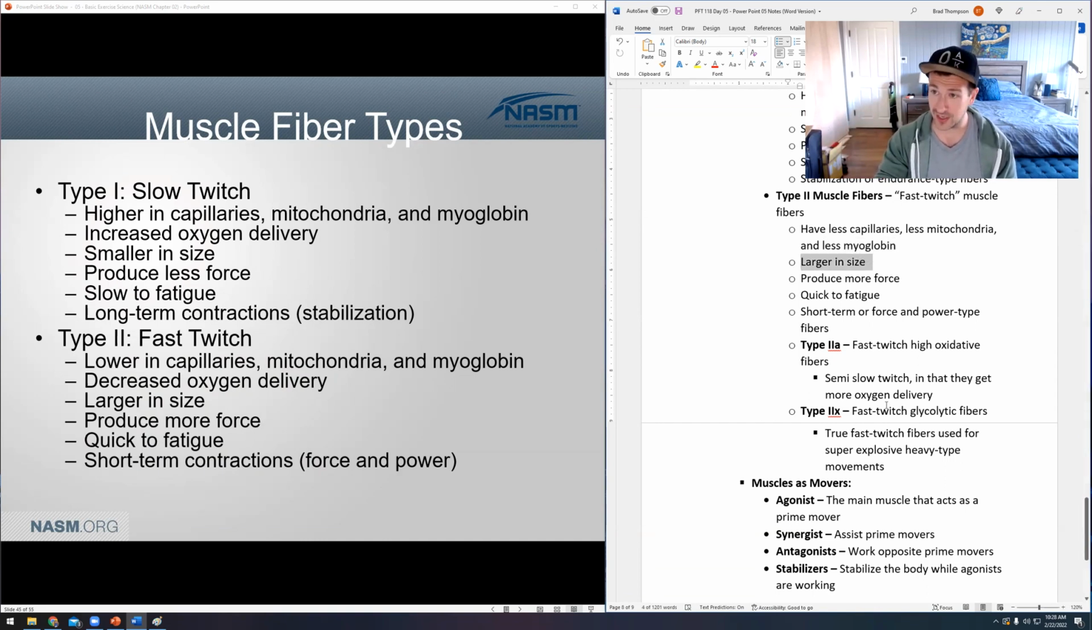These muscles tend to be larger in size. There's more myofibrils running throughout them, and there's a lot of cellular fluid. They produce more force because they're just bigger and stronger, but they are very quick to fatigue. You're not doing a lot of repetitions with your big, strong muscles. I'm not deadlifting for as many steps as I'm taking on a 3-mile run. You said 10,000 steps in a day, but I'm not doing 10,000 deadlift reps in a day at my 1 rep max. So they're very quick to fatigue. These are used for your short-term force or power contraction types.